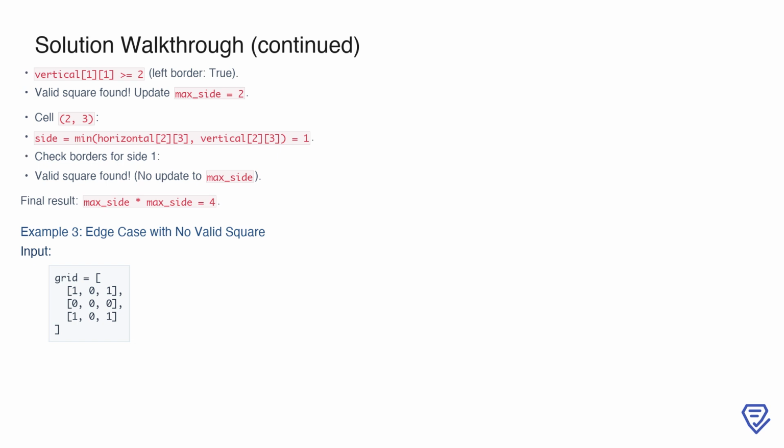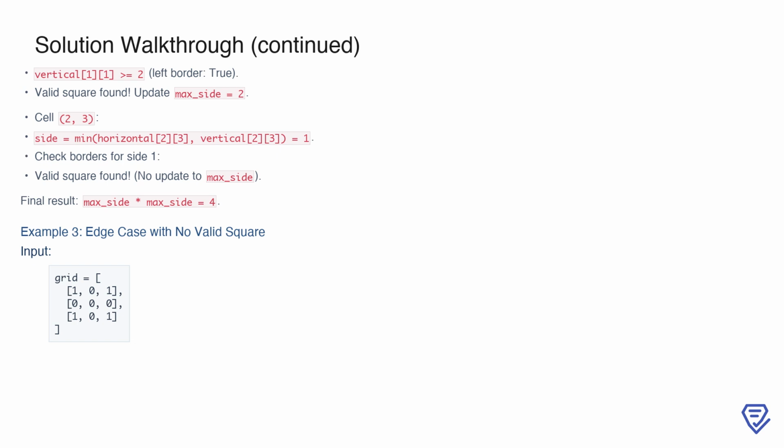Later, at cell 2, 3, we compute the maximum side length as 1, since there is only one consecutive one in both the horizontal and vertical directions. A square of side 1 is valid, but it doesn't exceed the current max_side, so no update is made. With these results, the largest square in this grid has an area of 2*2 equals 4.